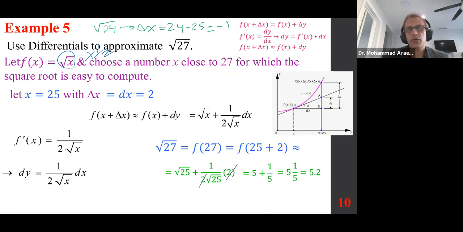And just for the sake of argument, if we were interested in finding the square root of 24, we do exactly the same. And this 2 changes to -1. Okay, everybody?